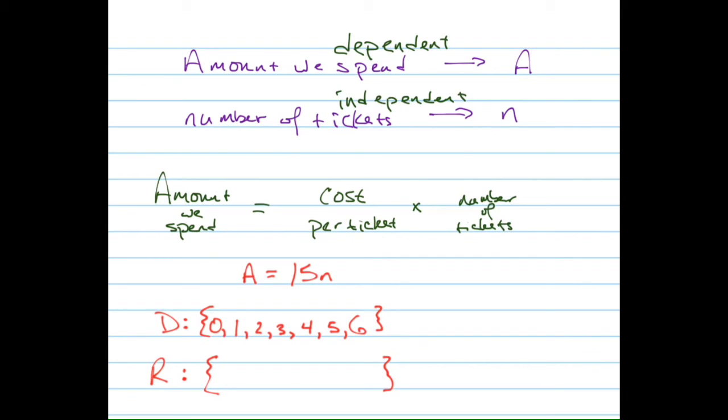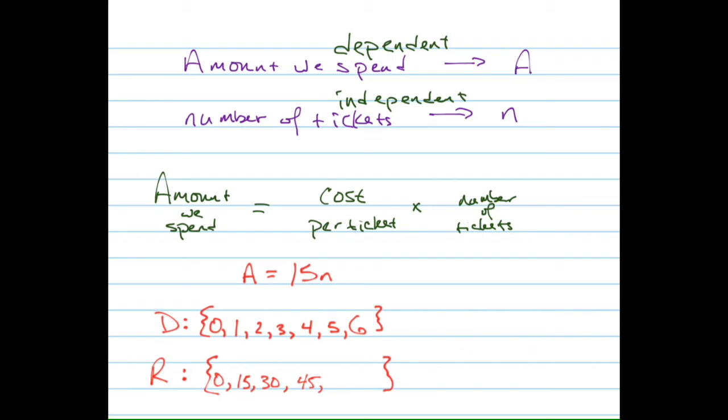So if we buy 0 tickets, how much does that cost? $0. That's one of our range numbers. If we buy 1 ticket, how much do we spend? David? $15. If we buy 2 tickets, how much do we spend? Renia? $30. If we buy 3 tickets, how much do we spend? Bethany? 45. If we buy 4 tickets, how much do we spend?